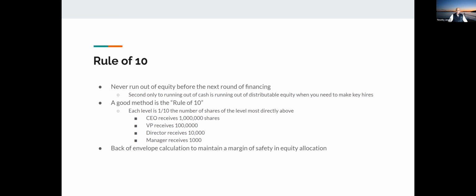Another good way to run out of equity is what's referred to as the rule of 10. And it's a back of the envelope assessment, back of the envelope algorithm where at every level of the company, the level of stock that is assigned is 1/10 that of the next highest level. So if the CEO has 1 million shares, the VPs get 100,000 shares, directors get 10,000, and so on and so forth. This is really more of a quick and dirty way of building a cap chart, but it enables you to build a cap chart where you leave a buffer so you don't run out of equity.